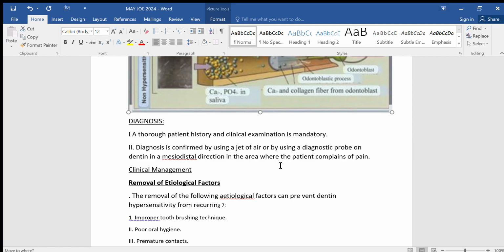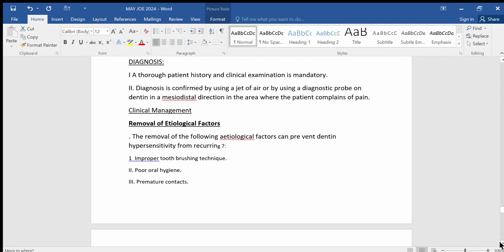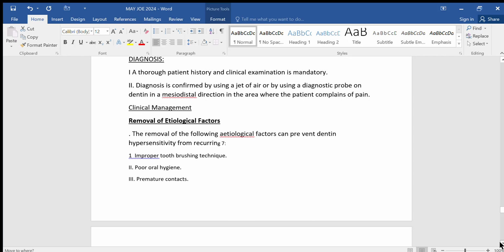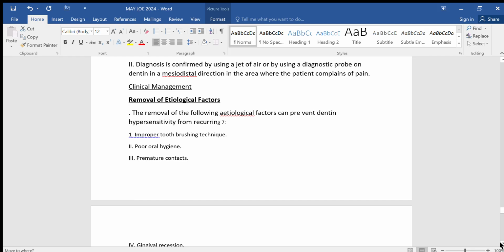How will you manage? The first step in the management of dentin hypersensitivity is removal of the etiological factor. If you find any etiological factor during history taking, in the form of improper brushing technique, poor oral hygiene, or premature contact, you will just remove that etiological factor. If the patient has a habit of improper brushing technique, then you will guide the patient for proper brushing technique.